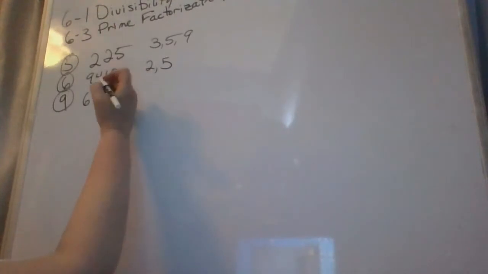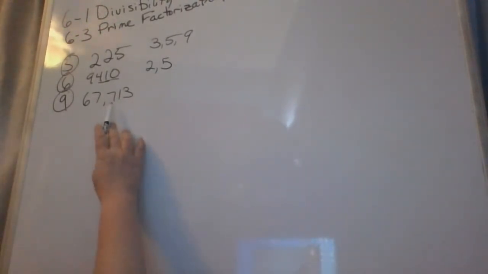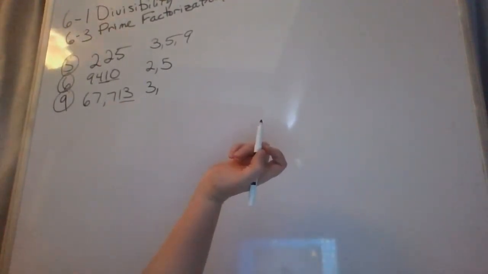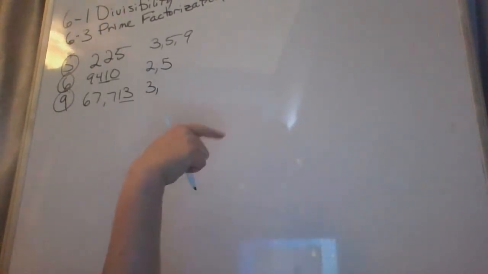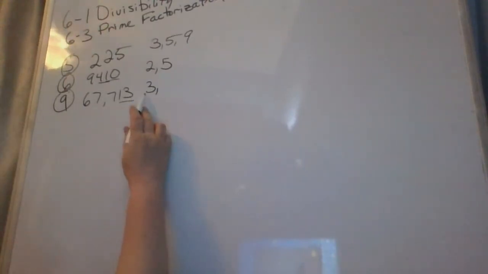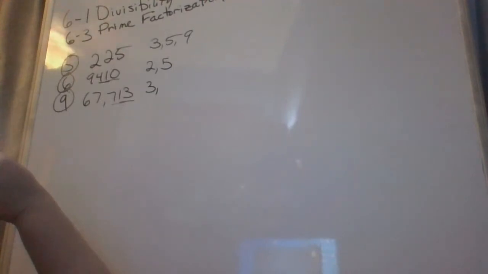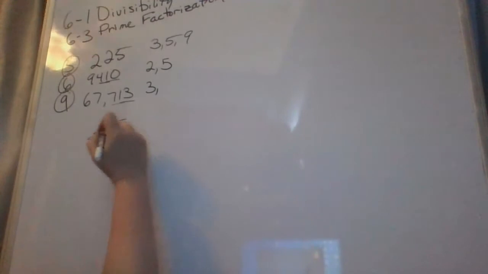For number 9, we have 67,713. The 3 tells us it is not divisible by 2. If we add all of these up, we get 24. 24 is divisible by 3, so that works. 13 is not divisible by 4, so it's not divisible by 4. This is not a 0 or a 5, so it's not divisible by 5. Not divisible by 2, so it can't be divisible by 6. 713, we divide that by 8. Not great with 8s in the big numbers here. So it'll be 8, 64, 7. So no, not 8.